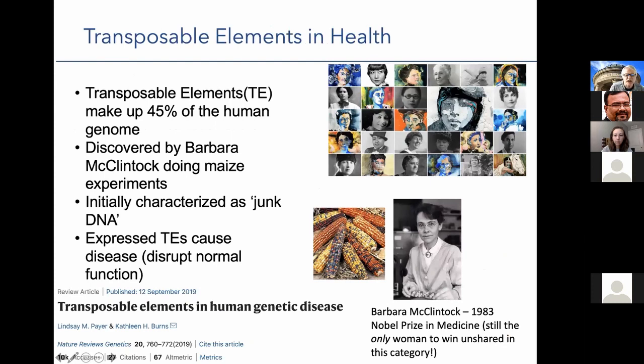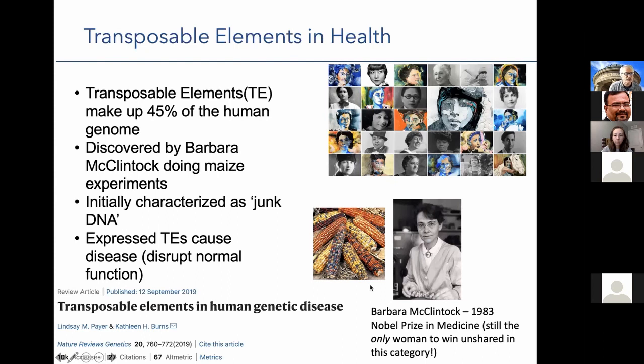Of course, they were discovered by Barbara McClintock in 1980. Well, she won the Nobel Prize in 1983 for her discovery using maize, Indian corn, and the transposable elements are effectively what make these different coloring patterns. It was, of course, initially characterized as junk DNA, but actually makes up at least 45% of your human genome.